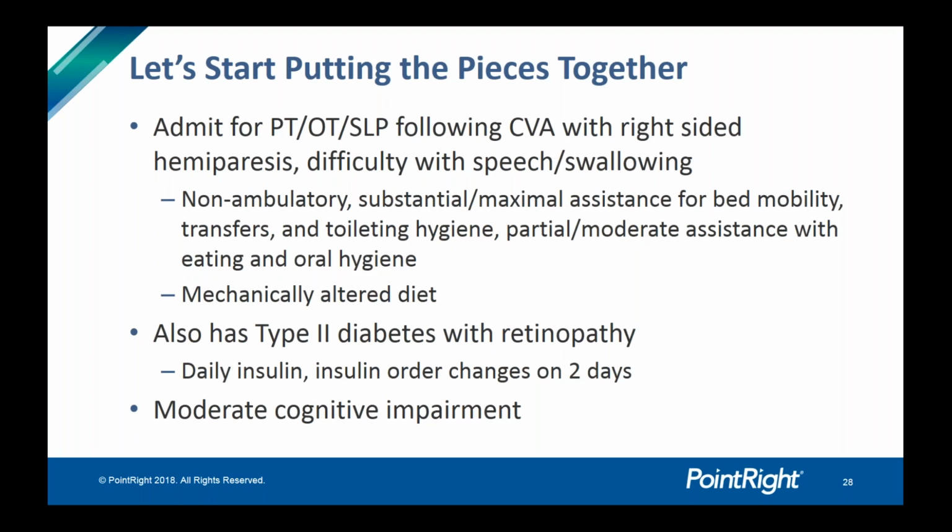Currently, she is taking a mechanically altered diet. She's a puree diet with thickened liquids, let's say, because of the previous stroke. She also has type 2 diabetes, and she has diabetic retinopathy. She's getting insulin every day, and she actually had a couple of insulin order changes during this time span of the 5-day MDS. So, a lot of things getting settled in as she was moving into the SNF. And she's moderately cognitively impaired.